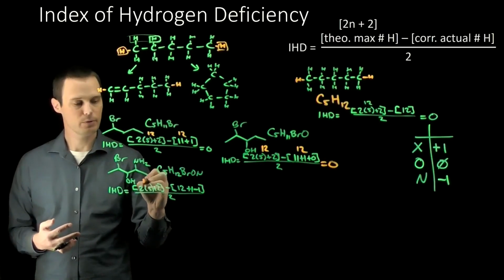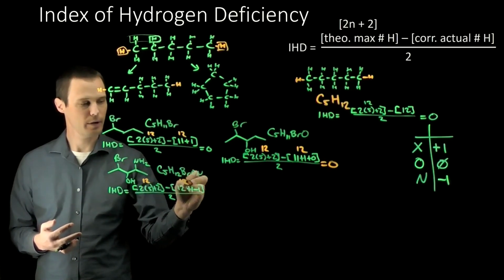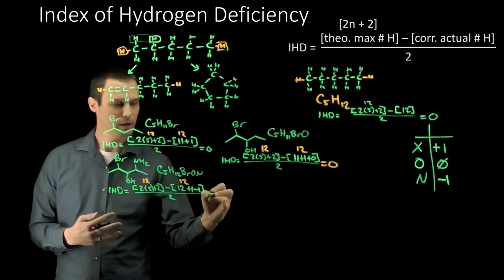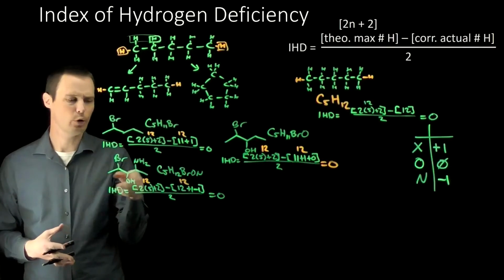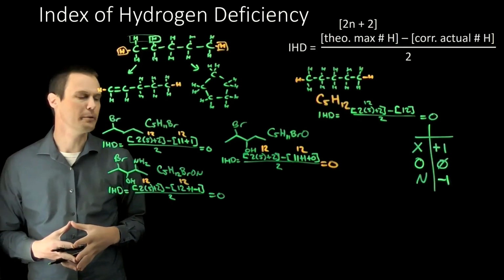2 times 5 plus 2 is 12. 12 plus 1 minus 1 is 12. 12 minus 12 over 2 is 0. The index of hydrogen deficiency for this molecule is 0. Again, which we knew anyway. No pi bonds, no rings. We knew what the answer should be.